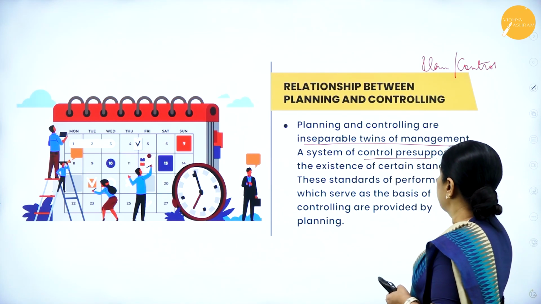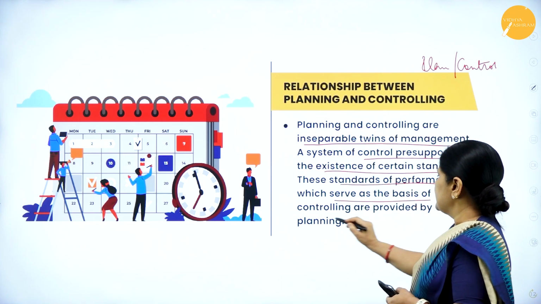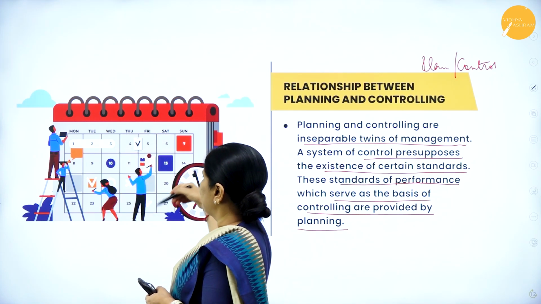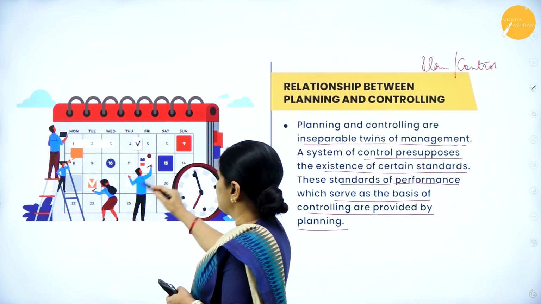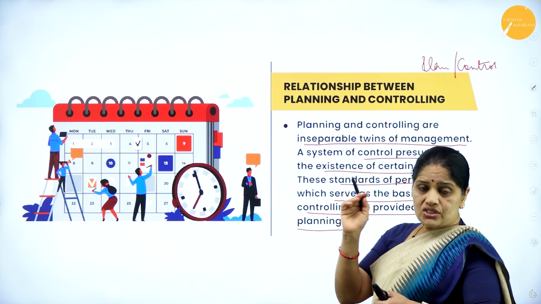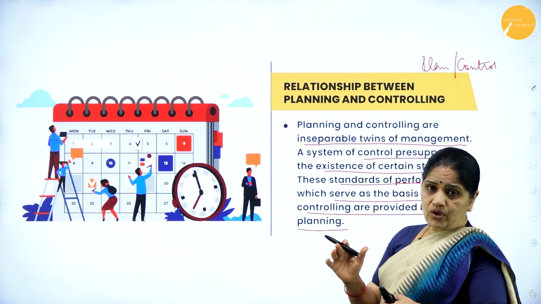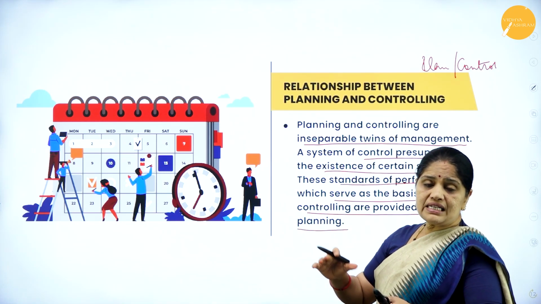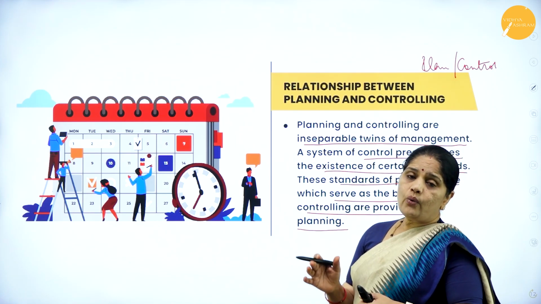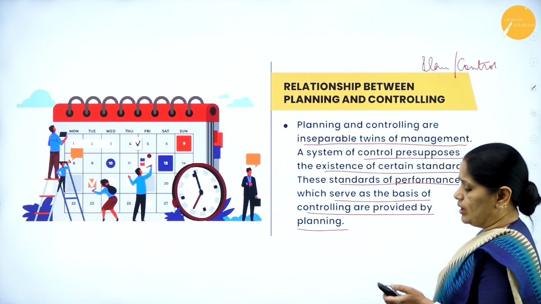A system of control presupposes the existence of certain standards. These standards of performance, which serve as the basis of controlling, are provided by planning. If you can see here, there is a plan for the entire month: first, second, third and so on. This is the plan they have for the month. When we create deadlines or set standards, that is provided by planning. Whereas in controlling, we observe what the deadline is, whether we have met the deadline, and whether we have reached the standard. Controlling will check what work is done, whereas planning will tell us what work is to be done. So planning and controlling both go hand in hand.